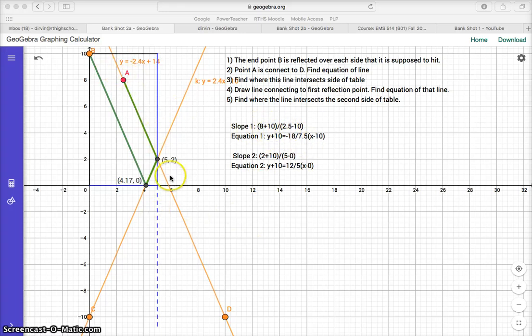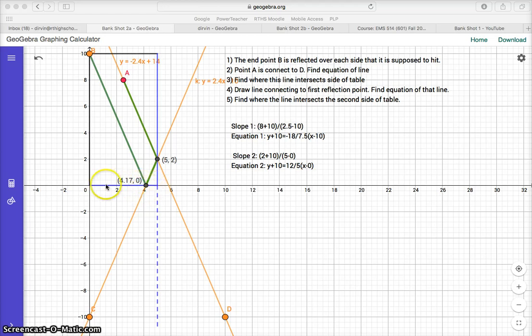Then I found out where the intersection of this line, line AD, intersects the side of the pool table here, and so that it intersects where x equals 5, so I plugged in 5 and I got 2. After I had this point where it intersects, then I connected that point to the first reflection, C, creating this line here, and I found the equation of that line using those 2 points, and I plugged in.